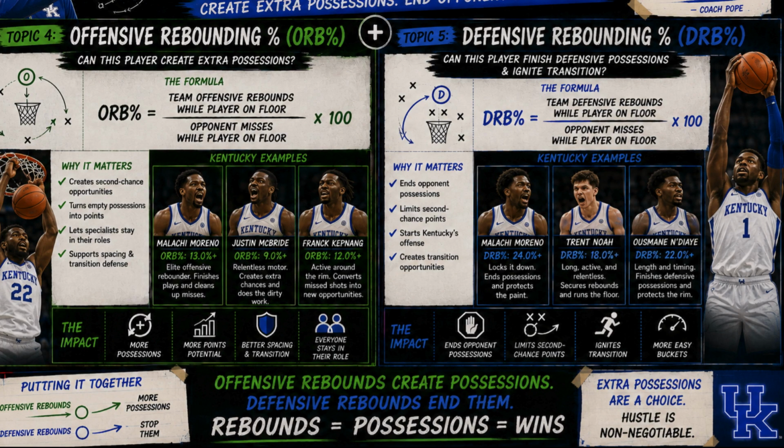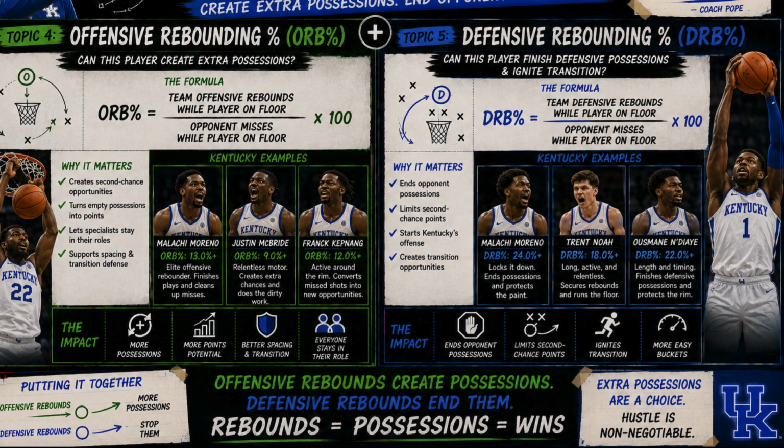And the last two, I'm bundling them together because it fundamentally is the same thing, just on different sides of the court. One, offensive rebounding percentage. How many of our own misses do we get back? The other one, defensive rebounding percentage. How many of their misses do we collect? These are probably the most important two topics of conversation as far as creating extra possessions in a basketball game.